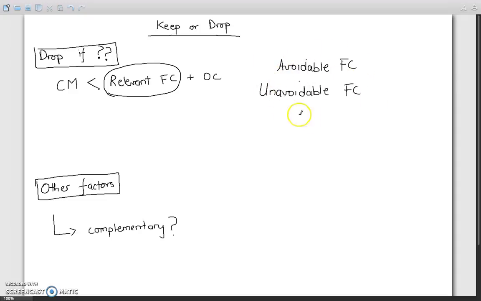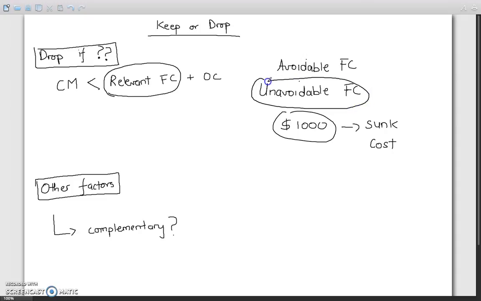Unavoidable fixed costs are those parts of fixed costs that you have already paid. For example, you take a course at Ryerson and you pay $1,000 upfront, right? In the middle of the semester, you feel that maybe you're not doing too well. If you decide to drop out at that point, are you going to recover this $1,000? The answer is no, because you paid that upfront. You know that you're not going to get this back. So an investment like this is called a sunk cost. Once you pay it, you're not getting it back. That is exactly what unavoidable fixed costs are: something that you paid for in the past and cannot be recovered.